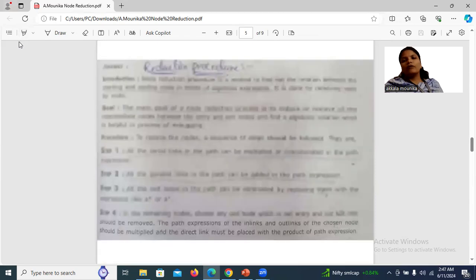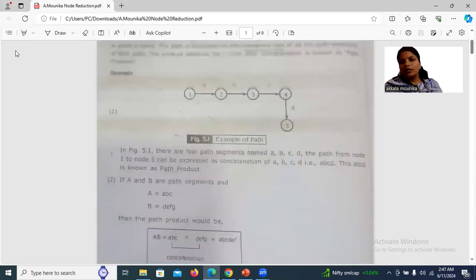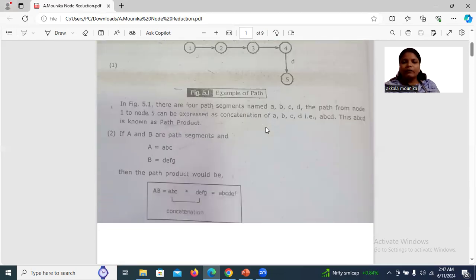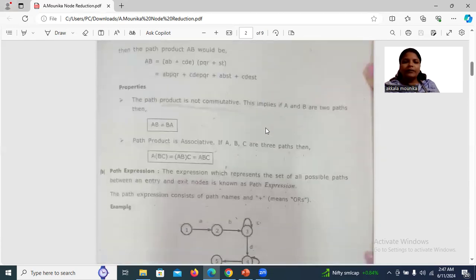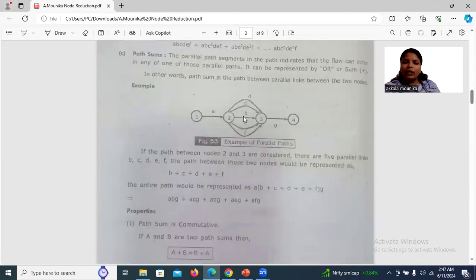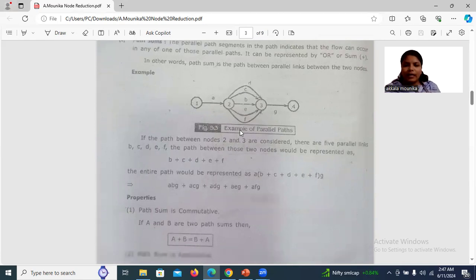Simply what we have to do, we need to know the rules which we are following here. First one is the path product. That means whenever we see path segments in series, in serial manner, we need to concatenate. That means we need to multiply. If the links are in the form of parallel, we need to do the summation. That means we need to do addition of the path segments where the parallel links are there.